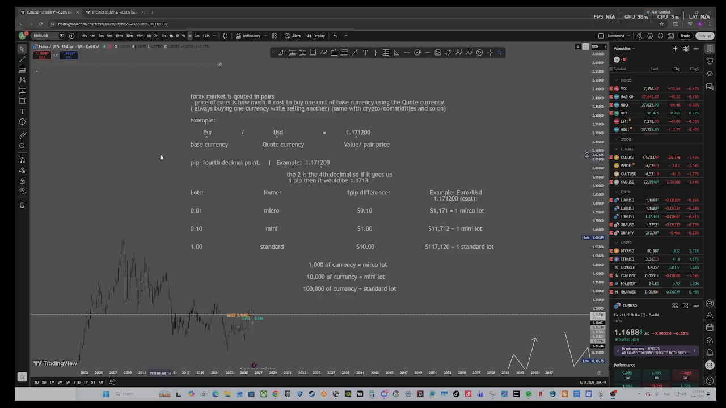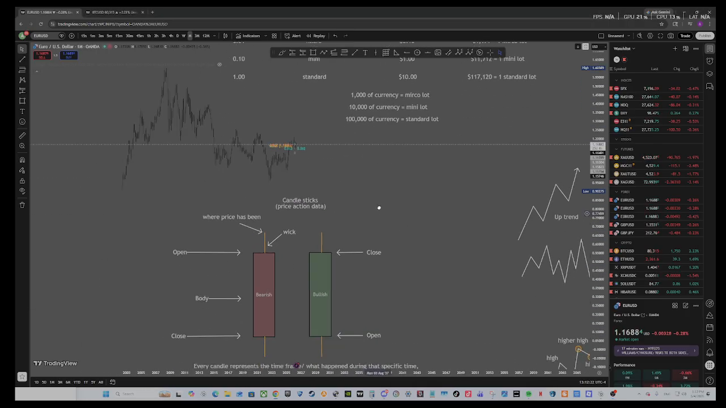We have the standard, the big boy, 1.00, right? Each pip up and down is $10. $117,120 for this example, right? One standard lot. 1,000 of the currency is one micro, 10,000 of the currency is one mini, 100,000 of the currency is a standard lot, right? Got that figured out? Going over to the basics.